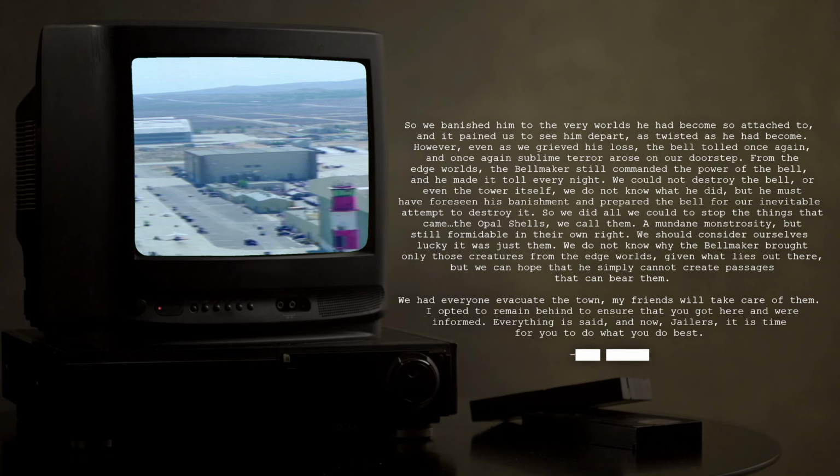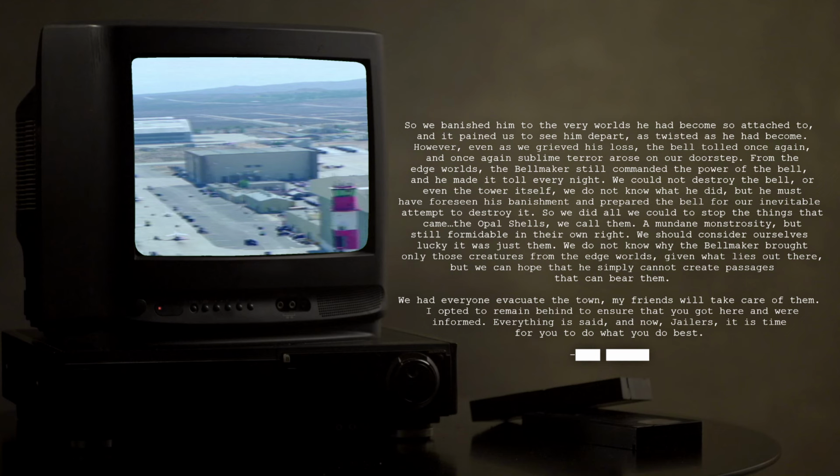So we banished him to the very worlds he had become so attached to, and it pained us to see him depart as twisted as he had become. However, even as we grieved his loss, the bell tolled once again. And once again, sublime terror arose on our doorstep. From the edge worlds, the Bellmaker still commanded the power of the bell, and he made it toll every night.